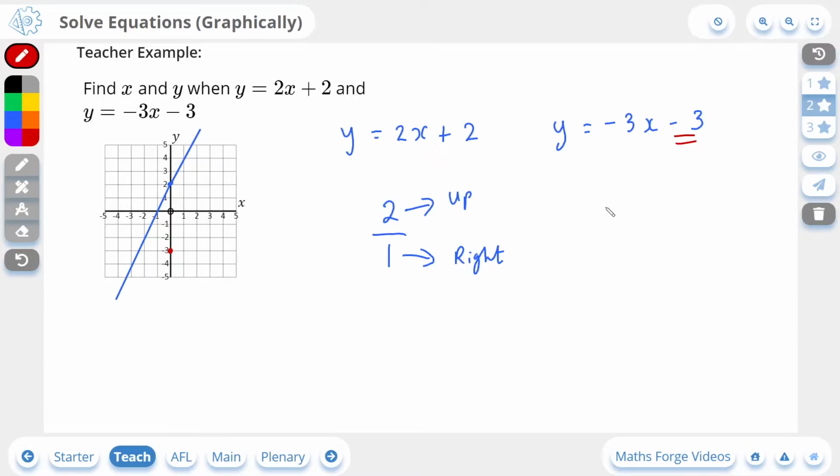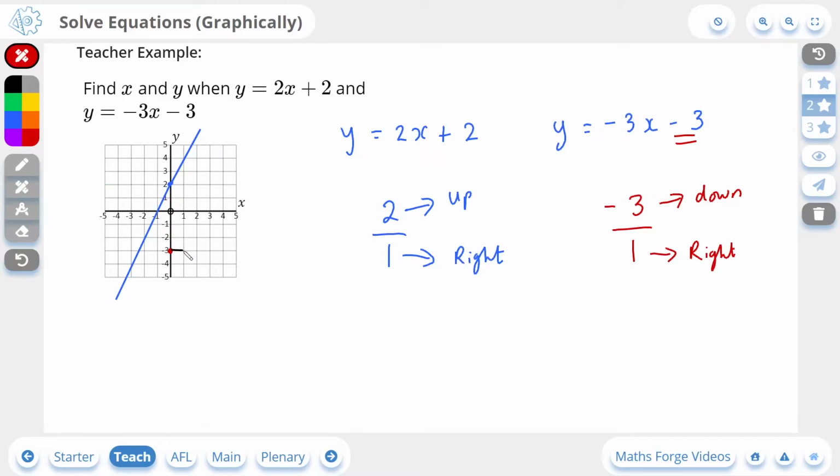And it has a gradient of negative 3, which can be written as a fraction as negative 3 over 1. Since the numerator is a negative, it's going to go down by 3. And the denominator is a positive, so it's going to go to the right. And let's see what this line looks like. So we're going to start from the y-intercept minus 3.